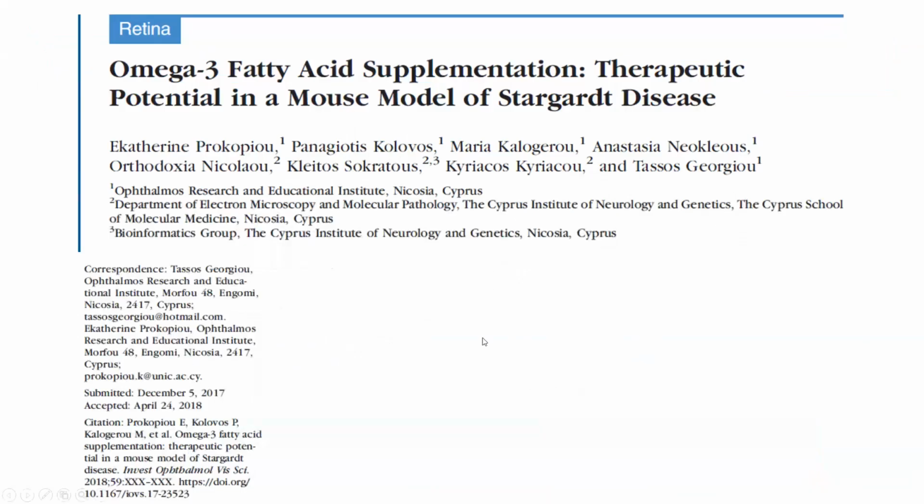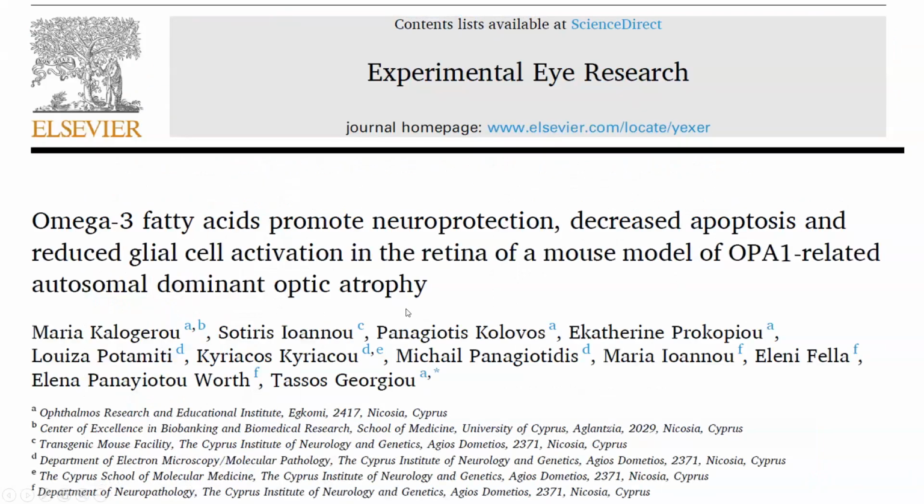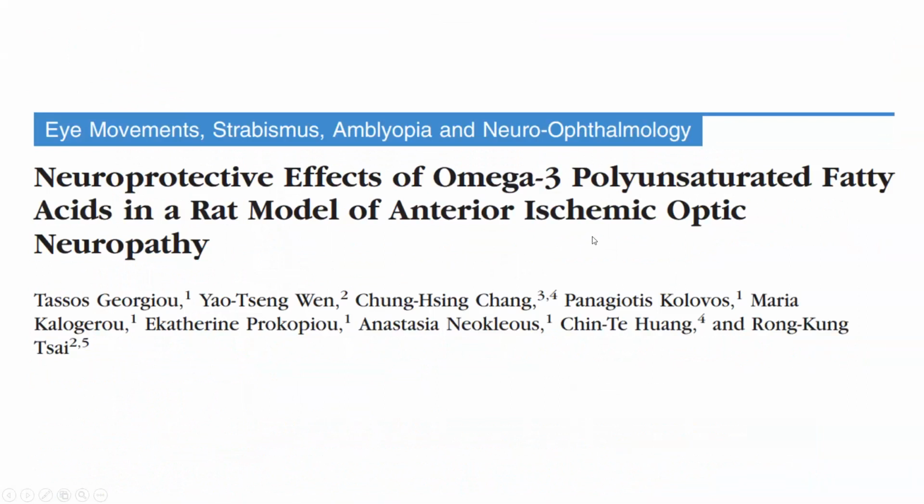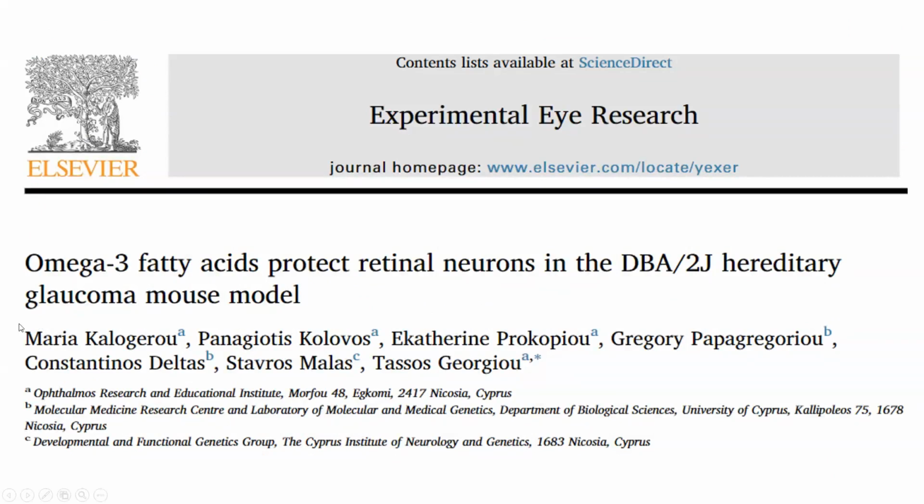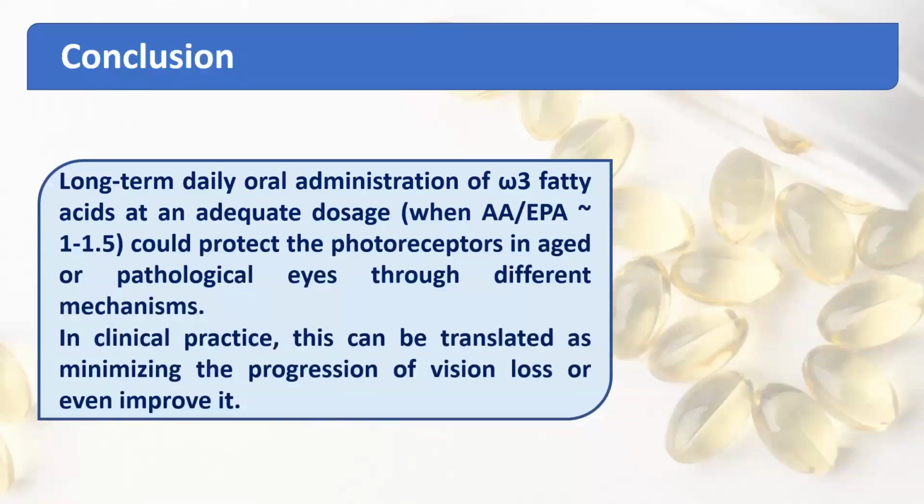Now, the next studies included a very similar study design. So this was performed in a model of Stargardt disease. This one related to the effect of omega-3 in a case of optic atrophy. The next one related to a model of anterior ischemic optic neuropathy, where we've seen the neuroprotective effects of the omega-3. And the last one here was a study on a glaucoma model. So all of these studies showed the same thing. So they confirmed that omega-3 do work.